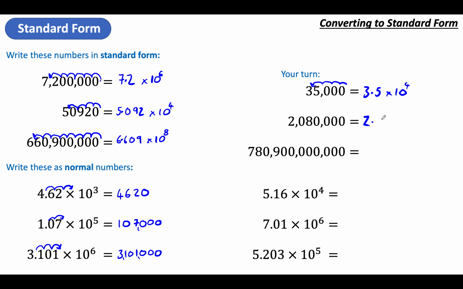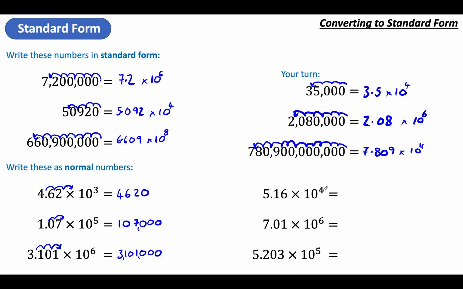Okay, 2.08 times 10 to the power of 1, 2, 3, 4, 5, 6 places bigger. So 10 to the power of 6. Oh, big number here. 7.809 times 10 to the power of, well, 1, 2, 3, 4, 5, 6, 7, 8, 9, 10, 11 places bigger. So the power of 11.